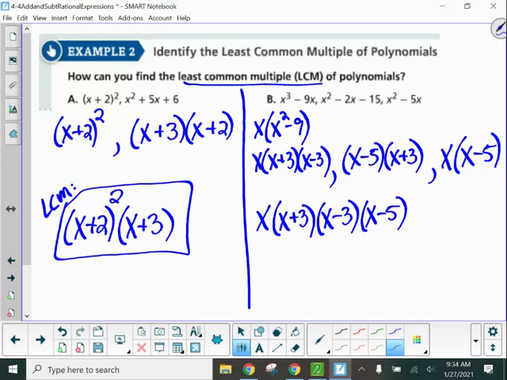With the third polynomial, x, I've already used the x, and x minus 5, I've already used the x minus 5. So my least common multiple is x times x plus 3 times x minus 3 times x minus 5. Whenever you are making your fractions have common denominators, you're going to be multiplying your fraction by the piece of the least common multiple, or we're going to call it the least common denominator, that is missing.